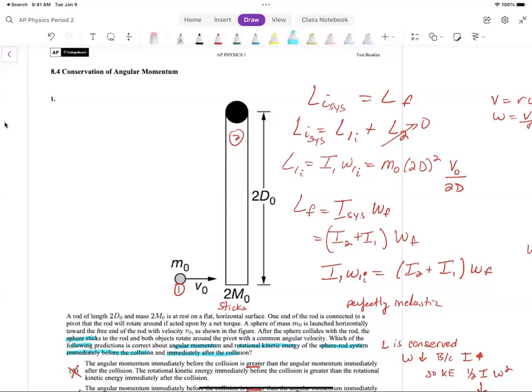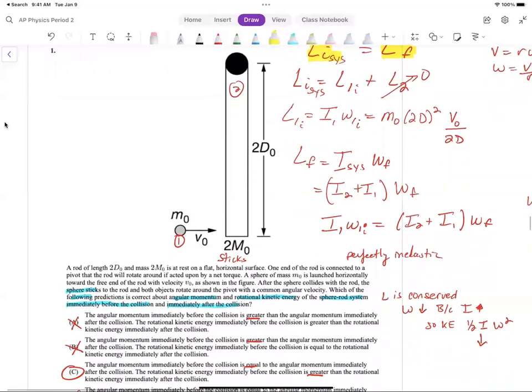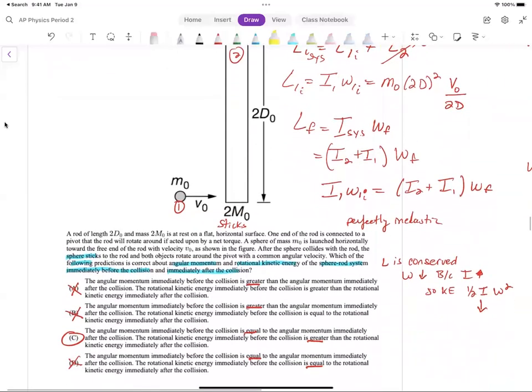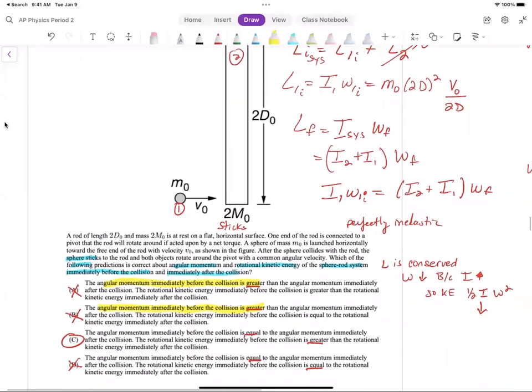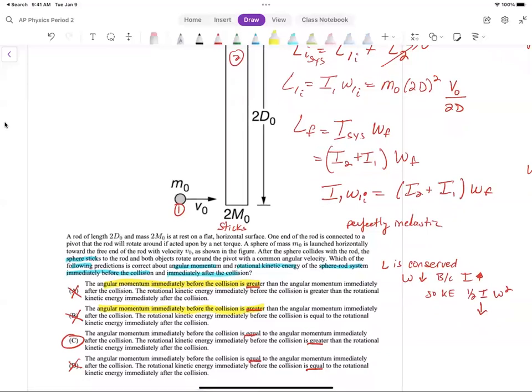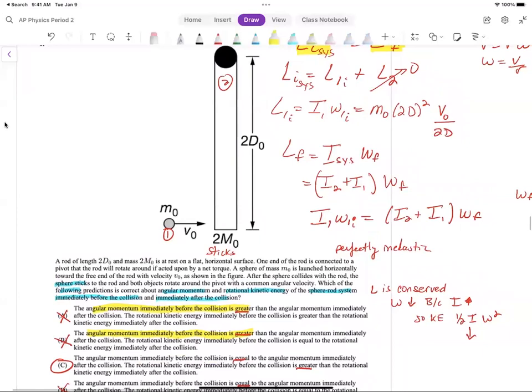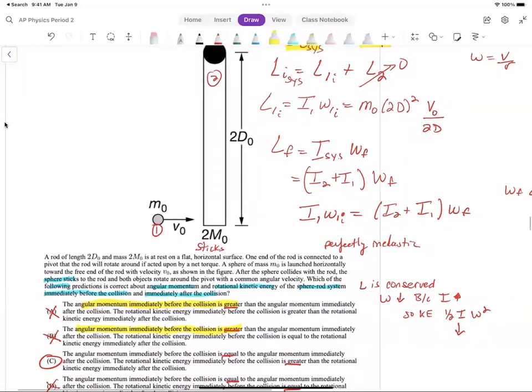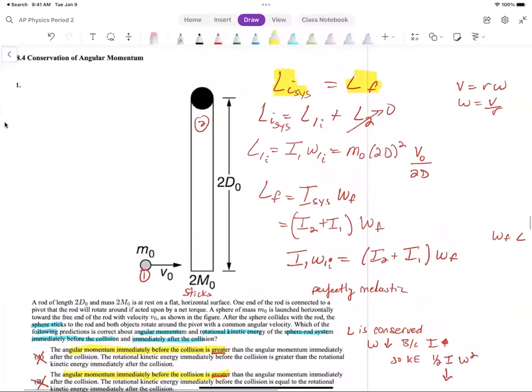So we know that the angular momentum is conserved. And so let's look at what that means. Initial angular momentum has to equal final angular momentum. I am going to go look at the answers and notice that right away, angular momentum immediately before the collision is greater as compared to after. I will immediately eliminate A and B from my options because we know that angular momentum is conserved in this type of situation, so it's equal. And so let's go look at all the equations that are related to that.